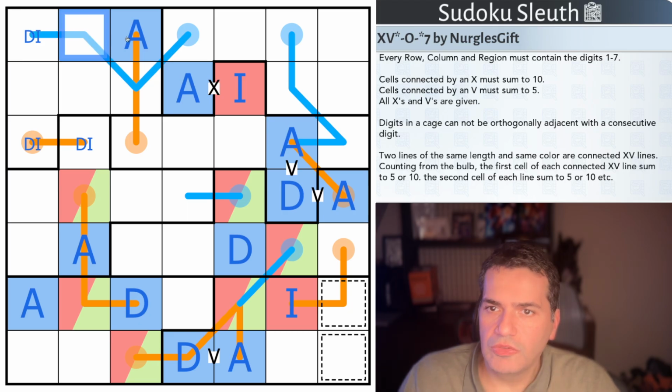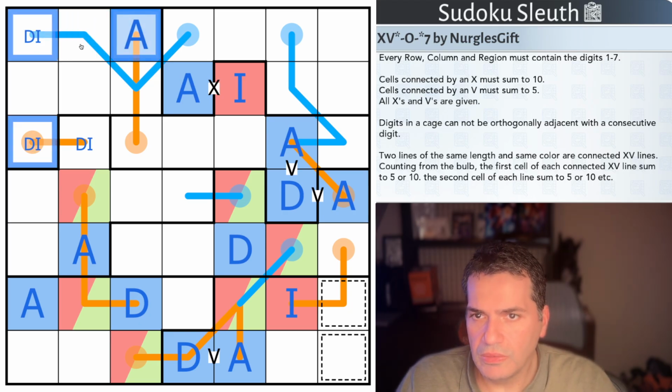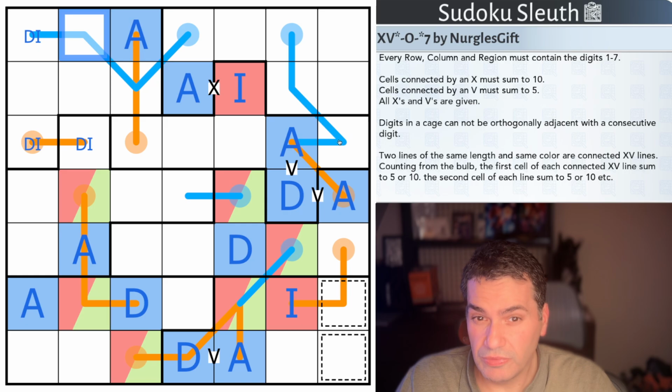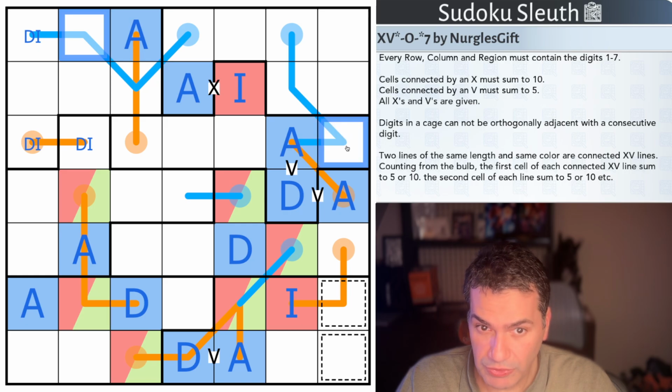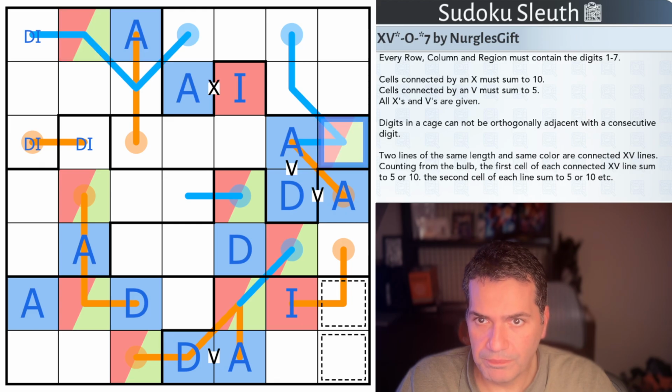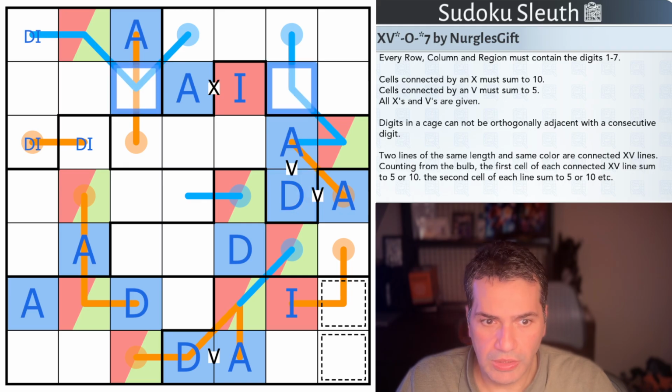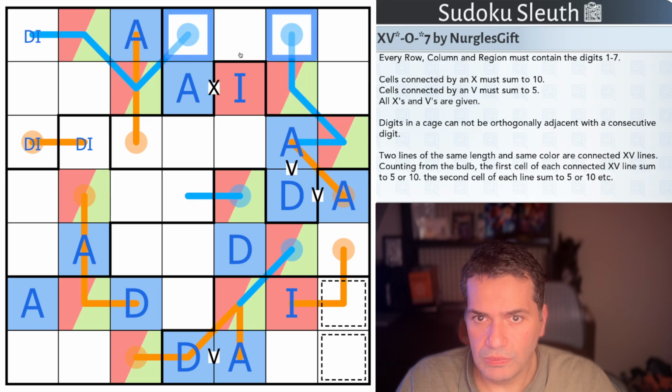This cell is not A, D, or I. It could be F, but that would cause this to be D, which creates a V. So this is green-red. This is green-red. This cannot be A, D, or I. And if it's F, it creates a D in here, which is not possible. So these two are again green-red. And then these two presumably are green-red, but let me just think about that.